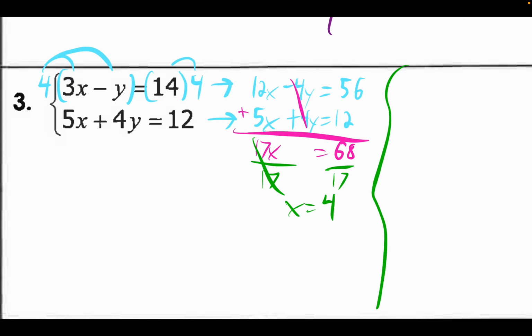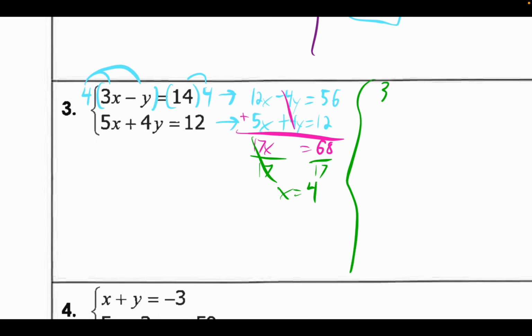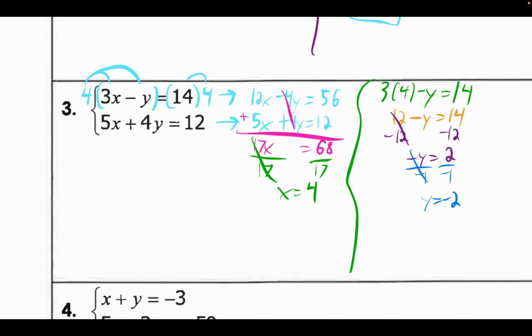Now I can plug that in, and I'll plug it into my top equation, and I'll get 3 times 4 minus y equals 14, my top original equation, I should clarify. And I get 12 minus y equals 14. Subtract 12. I get negative y equals positive 2. Divide by negative 1, and y equals negative 2. So my answer as an ordered pair is 4 comma negative 2.